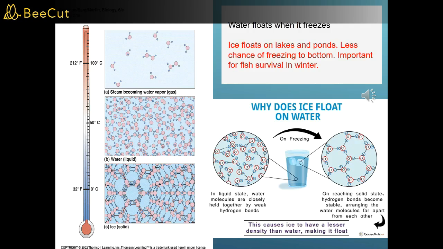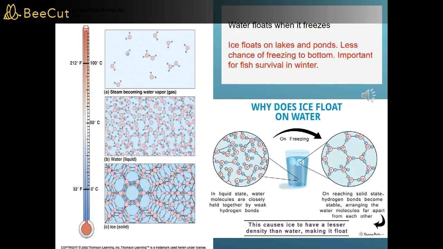Okay, so this is the detailed answer when the question asks you why ice floats on water. Look at what happens in liquid state. The water molecules are closely held together by weak hydrogen bonds, which means in liquid state the water molecules are closely attracted to each other. So they glide freely and the molecules are held together. But when the water freezes, the liquid water becomes ice. On reaching the solid state, hydrogen bonds become more stable, arranging the water molecules far apart from each other. So look at the picture.